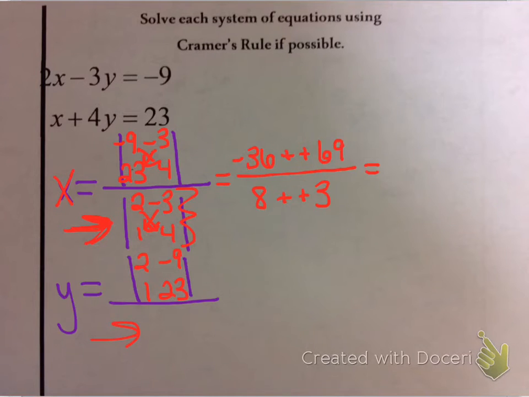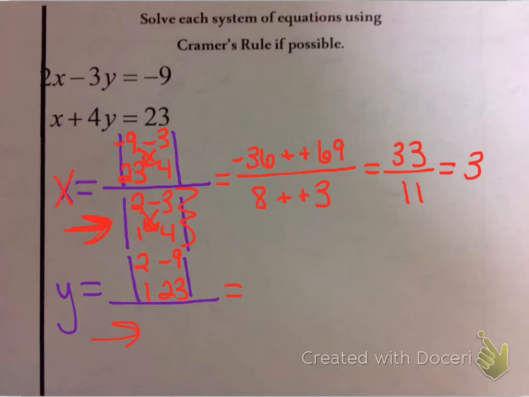So what I have on top is 33, and what I have on bottom is 11. And 33 over 11 gives me a solution for x of 3. So just one more determinant to go.